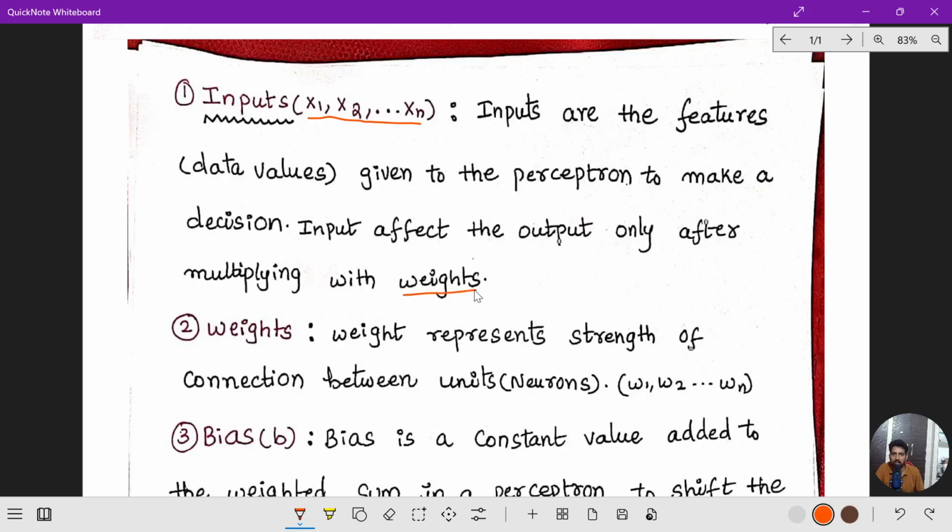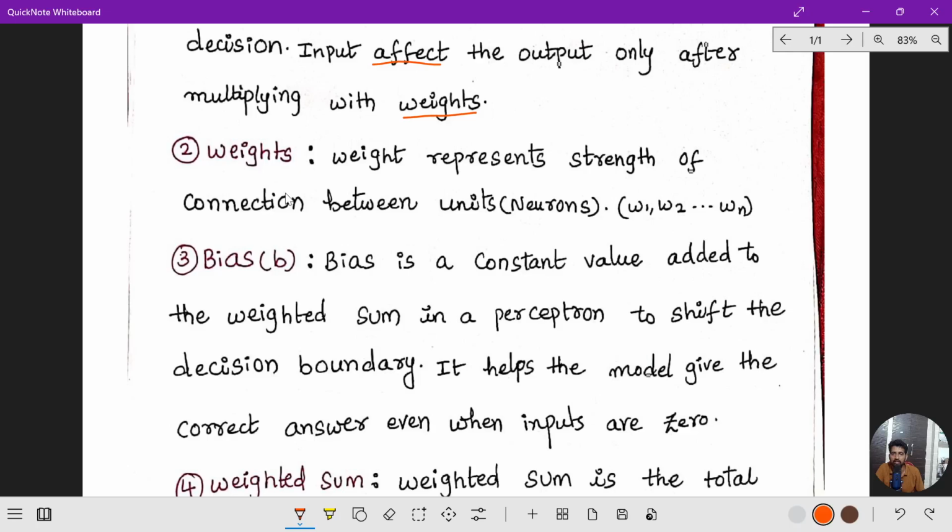Remember all of you, in the perceptron, first we are going to give the inputs. Okay, so every input should be multiplied with weights. That is what affects the output. So this is called inputs. Second one is the weights. So what is the meaning of weight? Weight represents the strength of the connection between units.